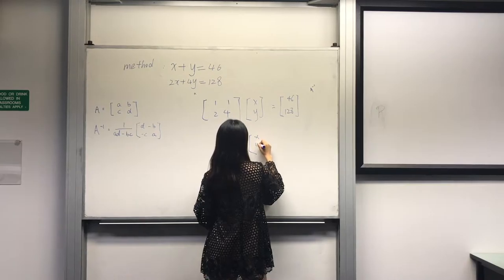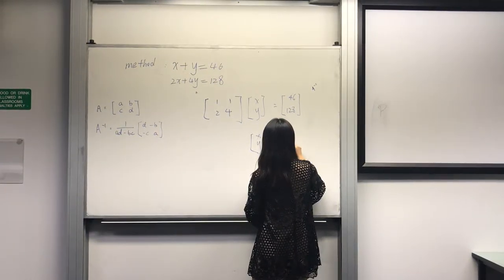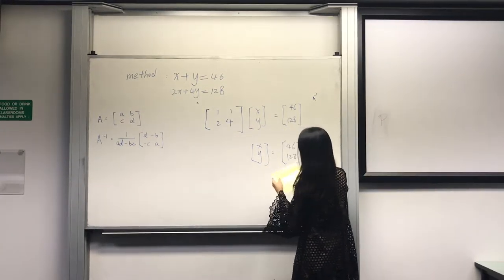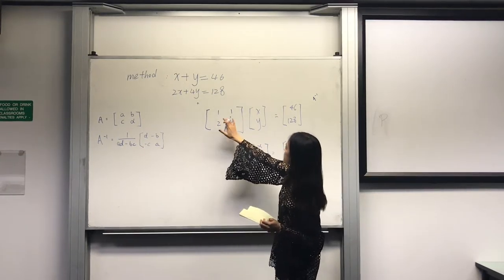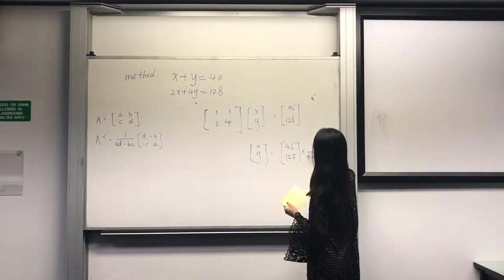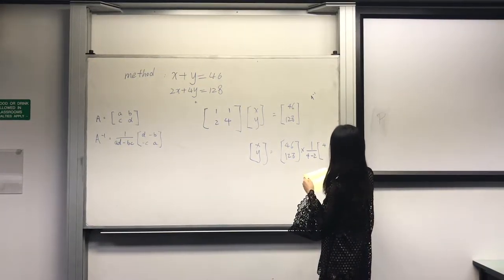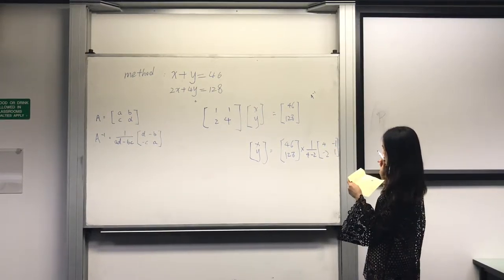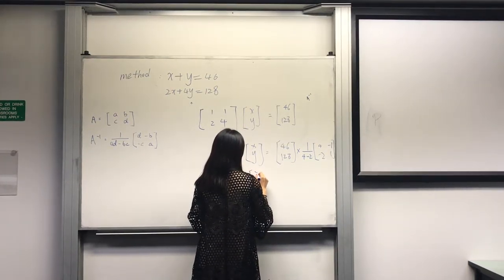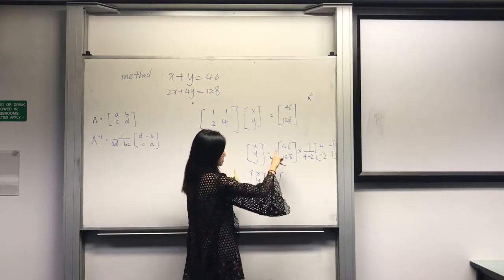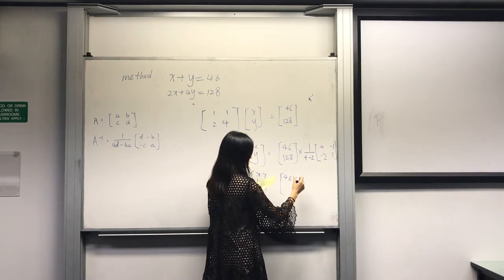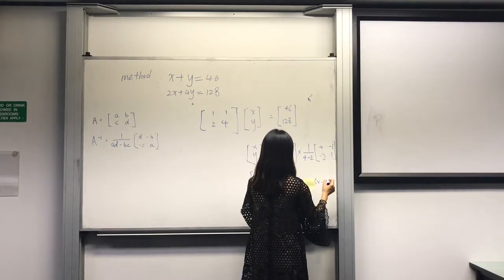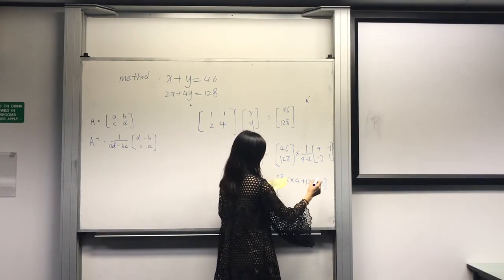So we can get x, y equal to the inverse matrix times 46 and 128. The inverse is 4, minus 2, and minus 1, 1, times 1 divided by 2. So x equals 46 times 4 plus 128 times minus 1, and the total times 1 divided by 2.